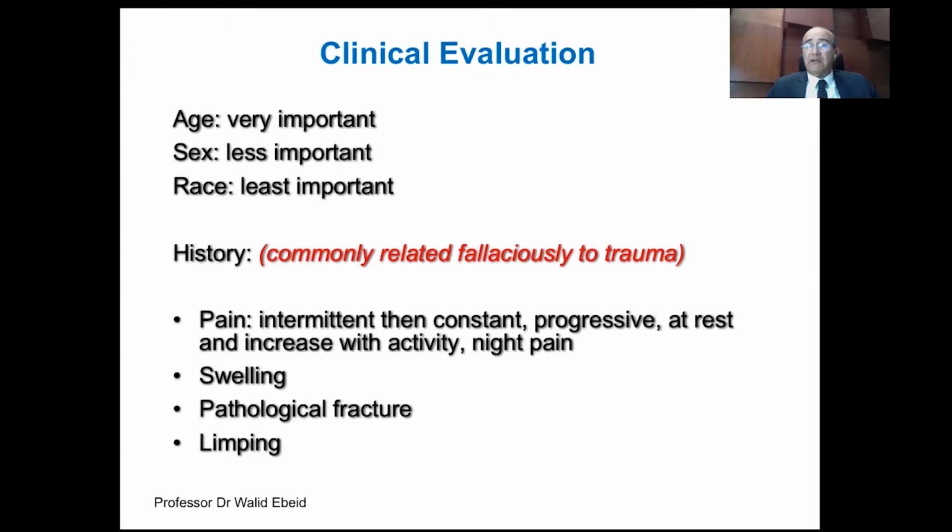You never find metastasis and myeloma in a child. On the other hand, chondroblastoma occurs, for example, in a skeletally immature patient, and it couldn't be part of the differential diagnosis in elderly people. Patients with bone tumors usually complain of either pain or swelling, and to a lesser extent, they could present with pathological fracture and limping.